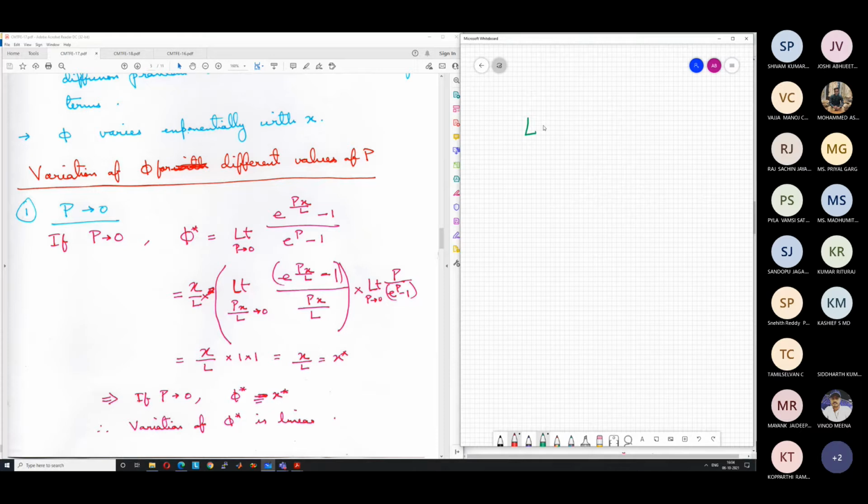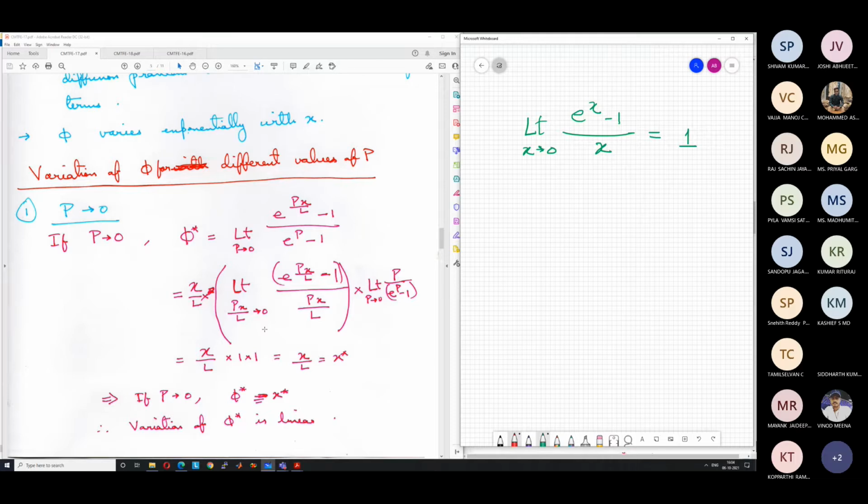Limit of x tends to 0, e to the power x minus 1 by x. This is equal to 1. Very easy, actually, if you just go from the series, you will find this. So that is what we have done here.